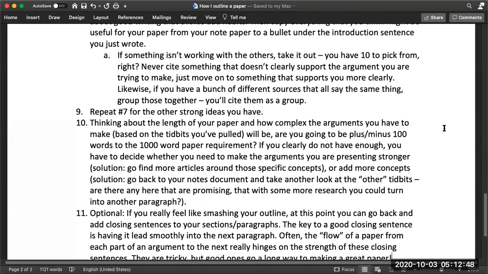All right, so now that you've done that, think about the length of your paper and how complex the arguments are that you're going to have to write. You've created a thesis statement, you've created introduction sentences for each of the paragraphs, and you have now copied and pasted into your outline pretty much all your supporting information that you're going to end up citing and writing around. So, in a college level research paper, pretty much every sentence you write is going to have a citation to it. So basically at this point, think about how much space you're going to need to make your argument.